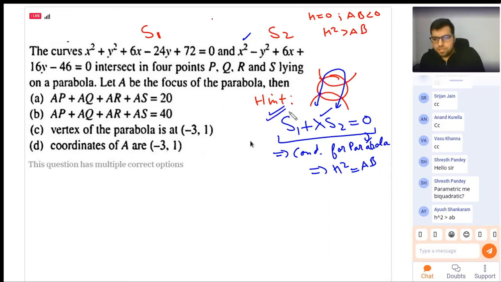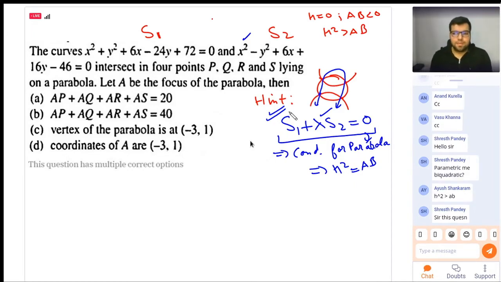Shesh is saying parametric, biquadratic. I didn't understand what you're saying. In the last question, or in this question? Okay, you are saying make a biquadratic using parametric coordinates. Okay, but that will be lengthy. Of course, here there is a circle, we can put it in parametric theta coordinates and then solve it. It will be very lengthy.